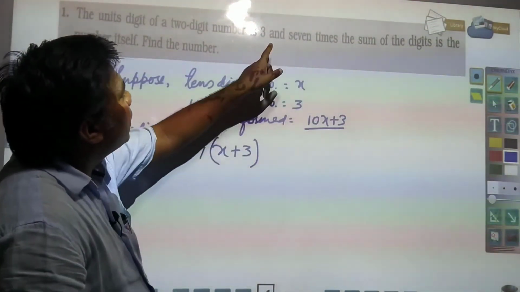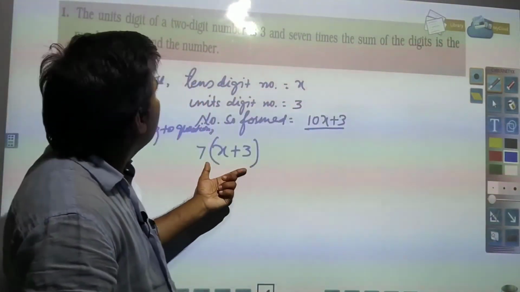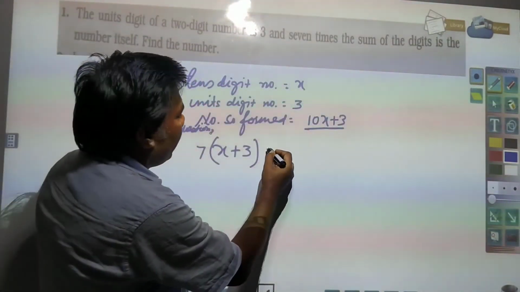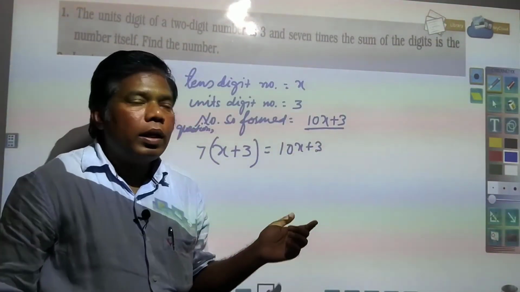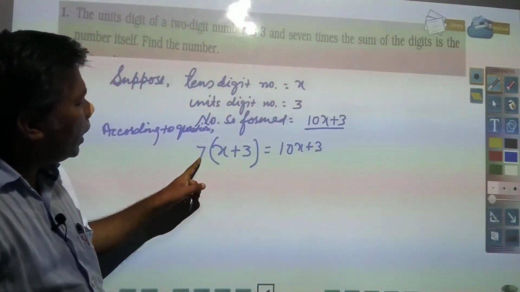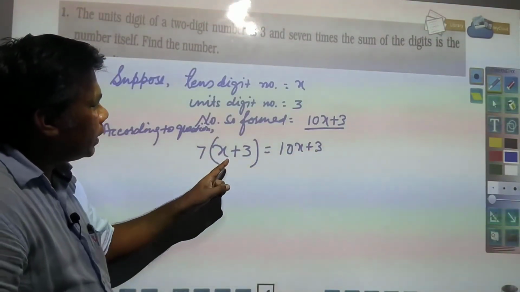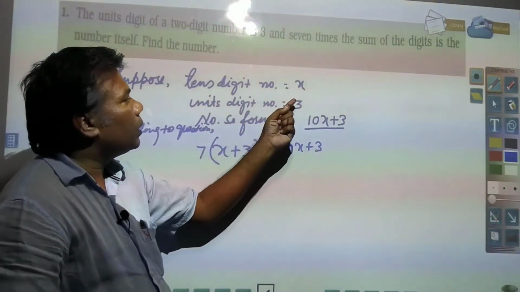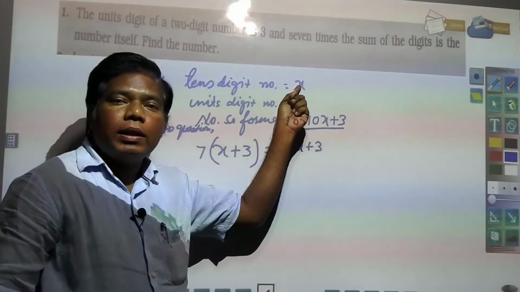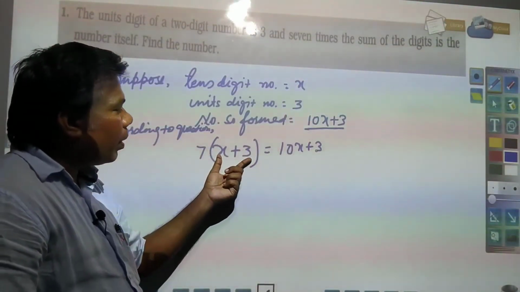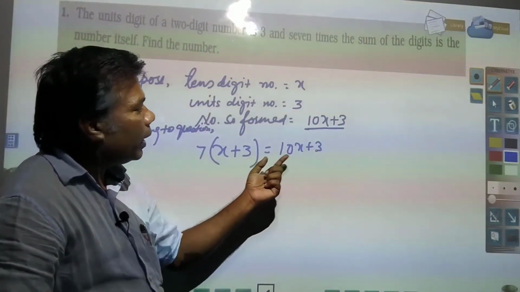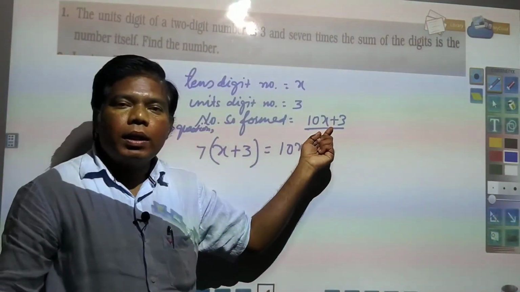7 times the sum of the digits is the number itself, means the number is what? 10x plus 3. Now you see, 7 times the sum of the digits. Sum of the digits means in the ones place what digit you have and in the tens place what digit you have. If 7 times you are multiplying the sum of the 2 digits, then you are getting the number itself. The number is what? 10x plus 3.